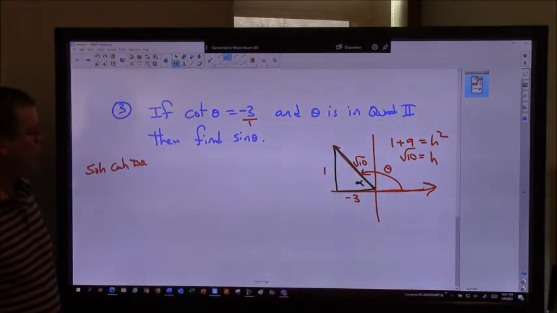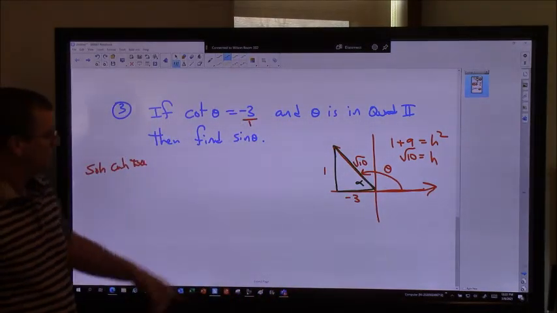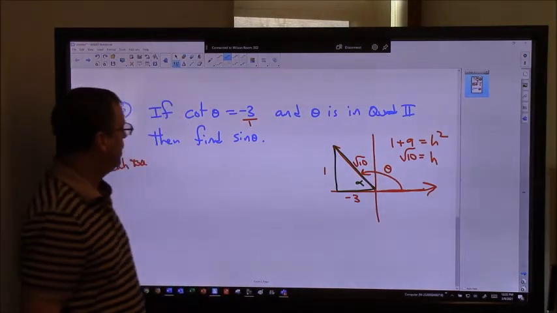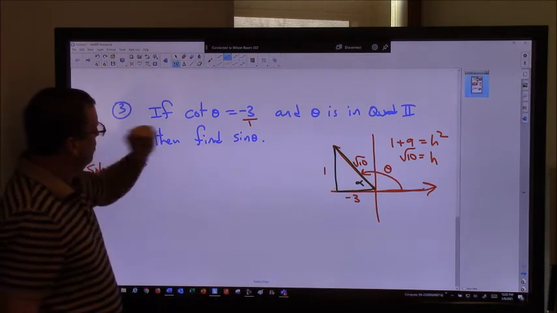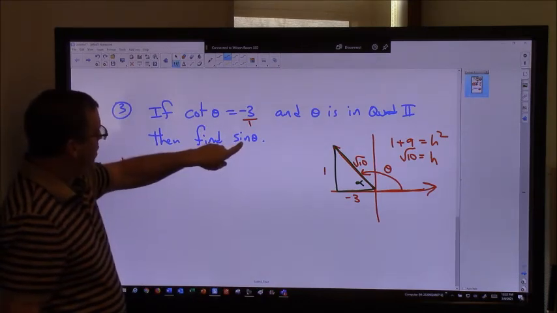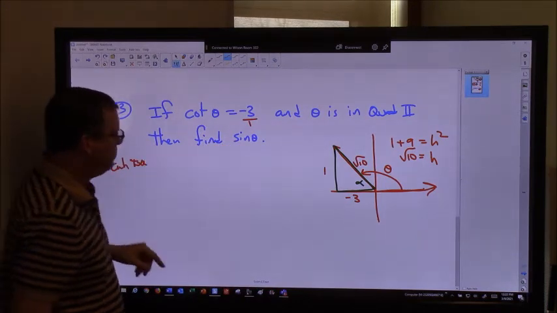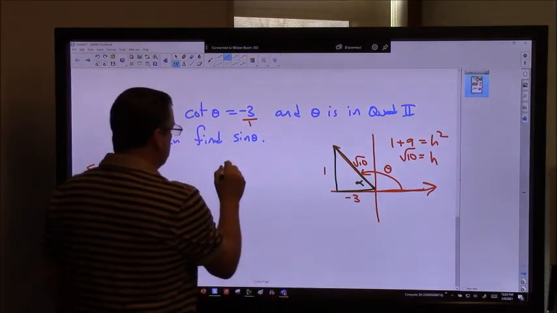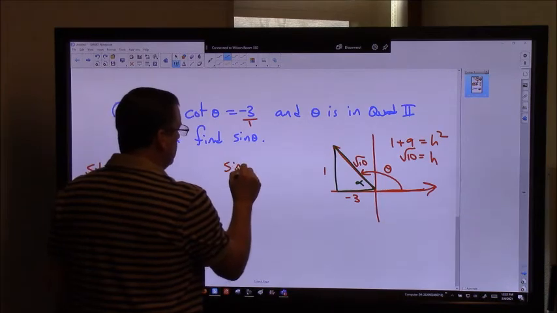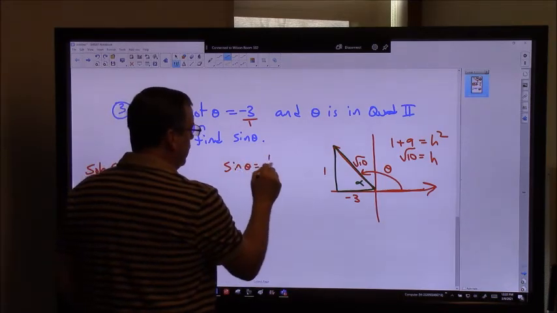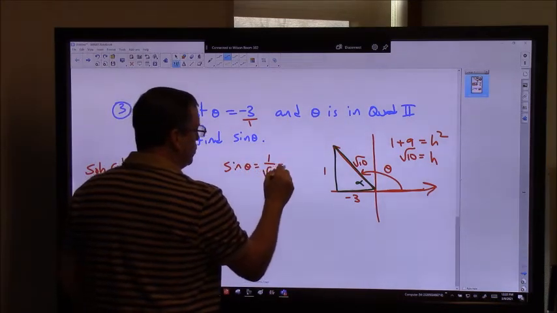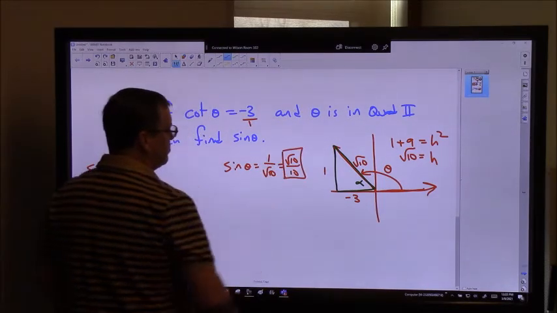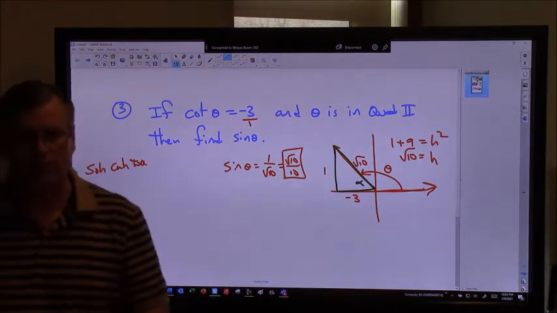So now we just have to figure out what's the sine of that angle right there. Whatever the sine of this is, the sine of that theta is going to be the same. So let's see, I want opposite over hypotenuse. So opposite over hypotenuse, that means that the sine of theta is going to equal 1 over root 10, which would be square root of 10 over 10. There's my answer. All right, let's try one more.